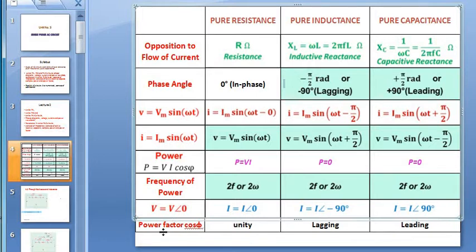Power factor. Power factor is given by the formula cos phi. The power factor for pure resistance, what is it? It is unity, 1. The power factor for inductance is lagging because of this negative sign. The power factor for capacitance, see, there is a plus sign. For a plus sign, the power factor will be leading one.